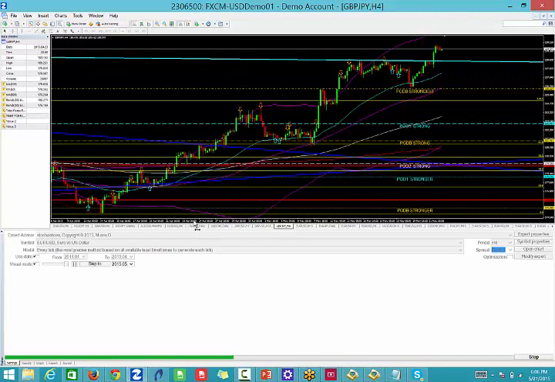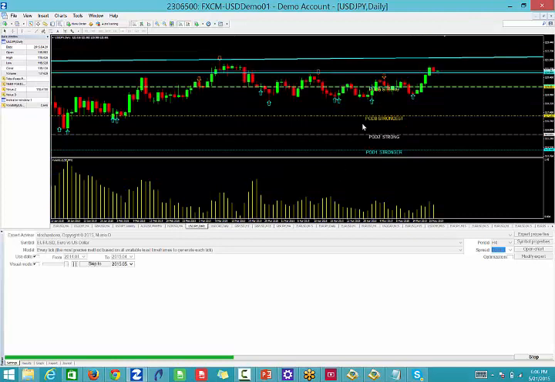So for the dollar yen, I'm going to look for 122.00, which is where I have a very strong trend line here. I'm going to look for that trend line to be our area of support and resistance. We're going to look for it for resistance here, and we're going to look for a sell at 122.00.